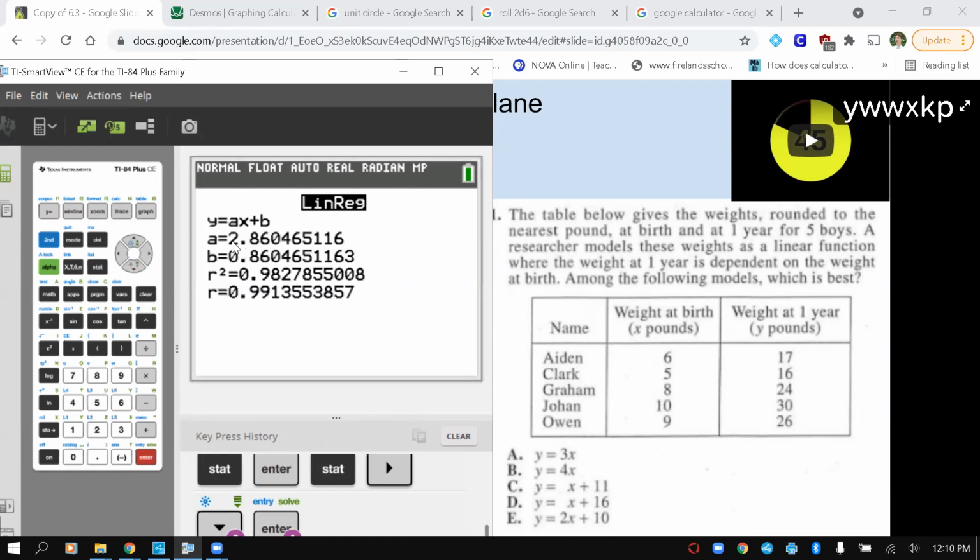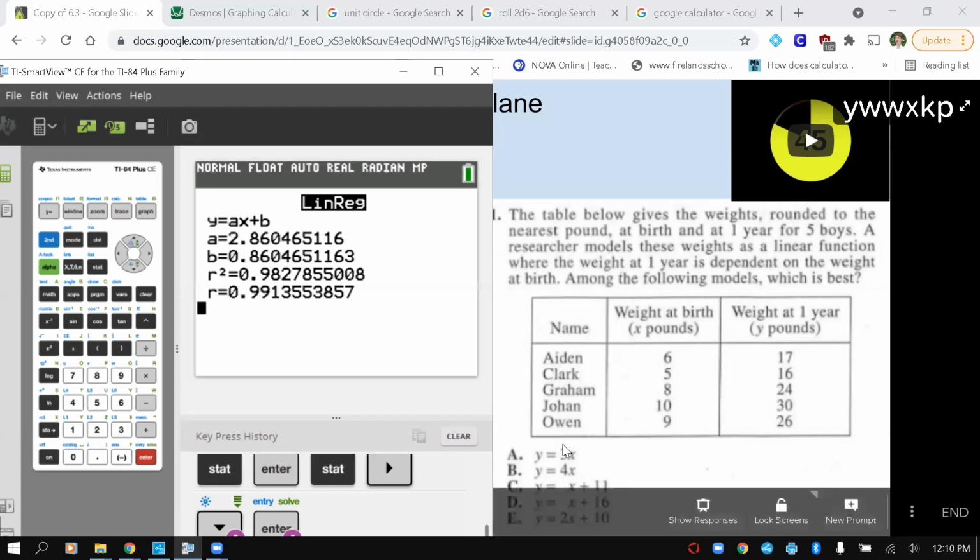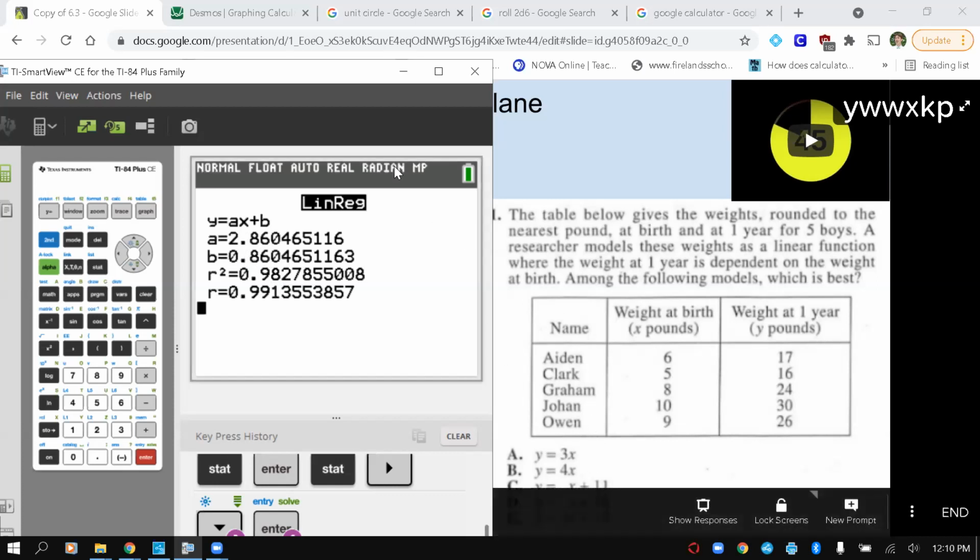And if you do that, it'll tell you the best line with a 0.99135 correlation coefficient, which is pretty good. One would be perfect, so it's just a little short of perfect. It's 2.86 plus 0.86. And if you round those, that's about 3. That's about 0. So it's closest to A.